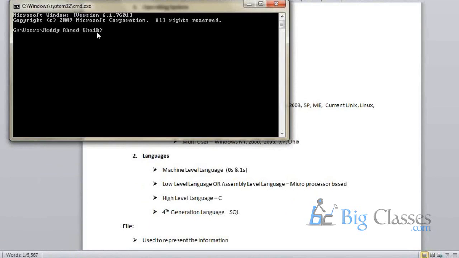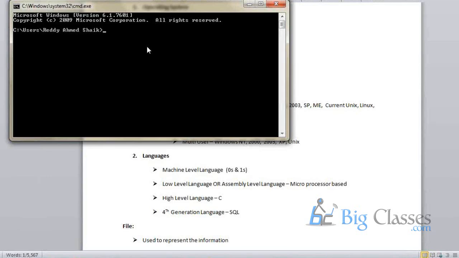Can you see the black screen? Yes, I can see it. Yes. Can you see the screen now? Yeah, I can see it. If you observe, there is a letter C here, which denotes the C drive. In a computer, there may be C, D, E drives. So currently it is pointing to the drive where the operating system is located, the C drive.